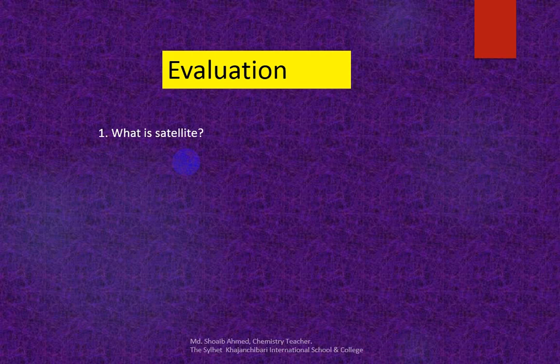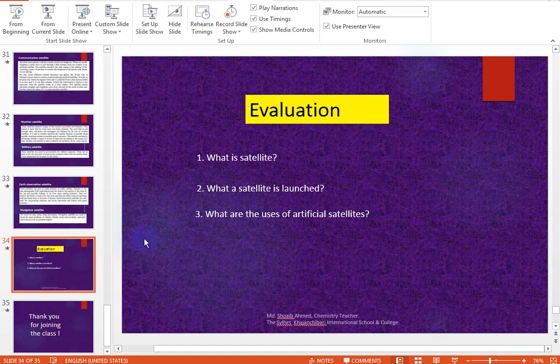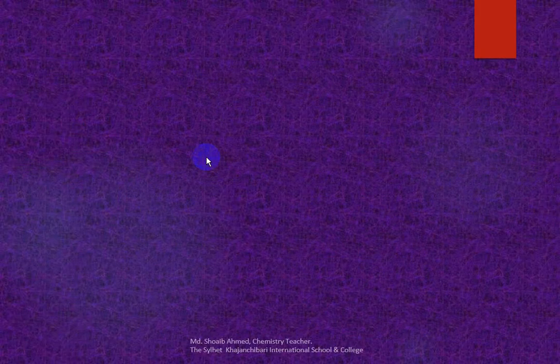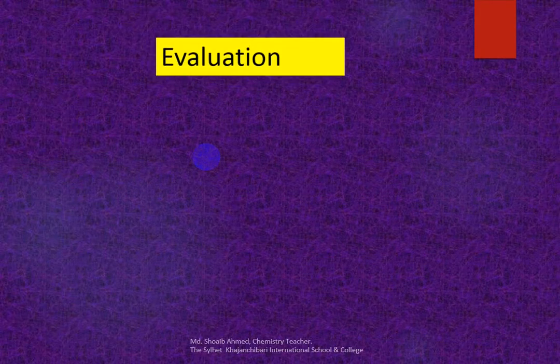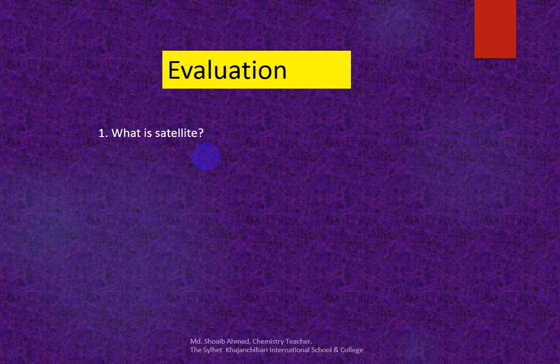Okay, second question: how is a satellite launched? It is not what, it is how. A satellite is launched by a rocket, by sending a rocket to space.